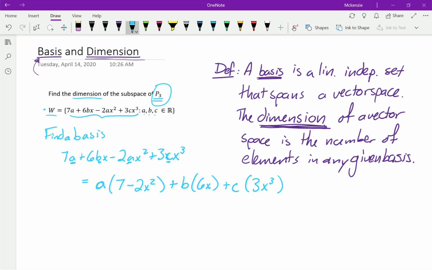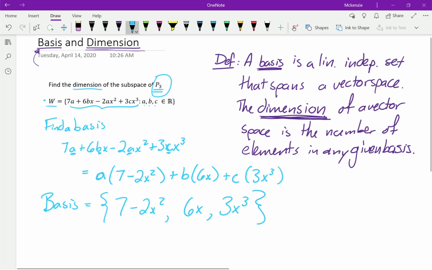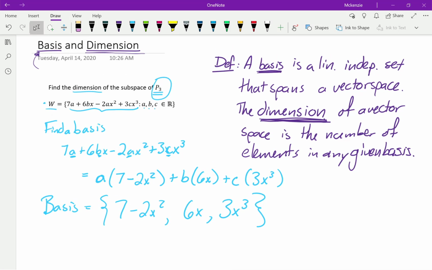So off the bat, it looks like our basis is 7 minus 2x squared, 6x, and 3x cubed. Curly brace. And we do want to check that these are linearly independent. It's pretty clear here that they are because we have an x squared, and no x squareds in the other terms. We have a constant term, an x, and an x cubed, all pushed separately, so there's no way to write any of these as a linear combination of the others.